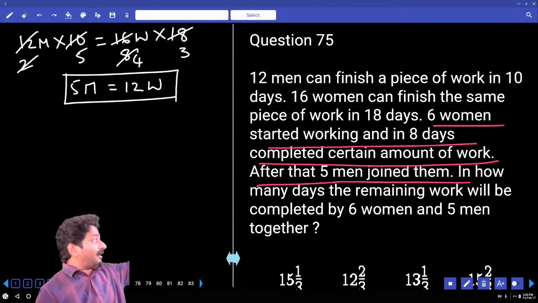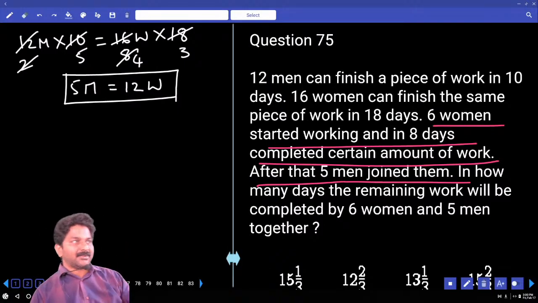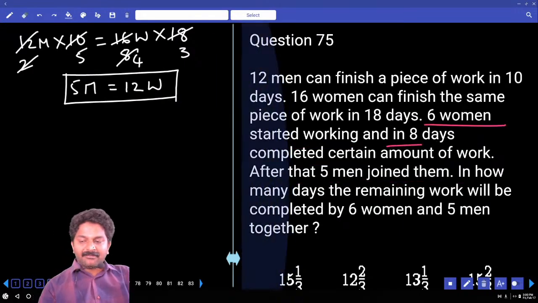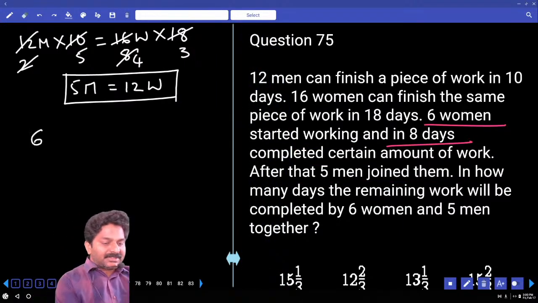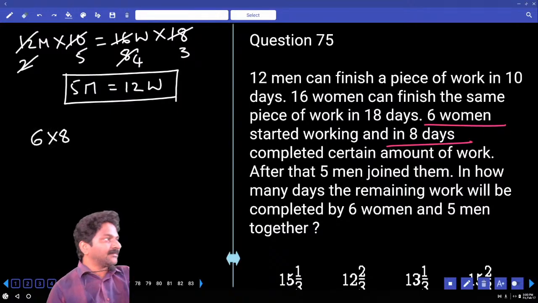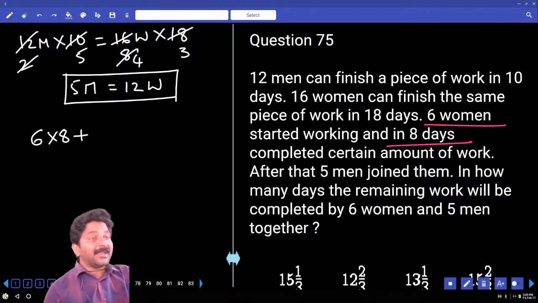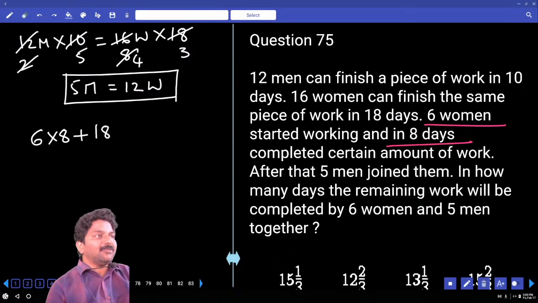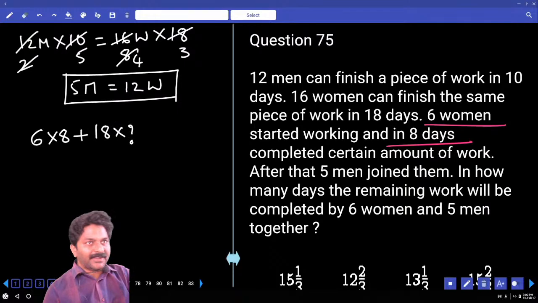Okay, we already know that 5 men is equal to 12 women, so we don't need to directly go for any conversion. 6 women worked for 8 days, 6 into 8 days. After that, 5 men joined. 5 men's efficiency is equal to 12 women. Already 6 women are there, plus 12 more women. That means 18 women are there now. These people will work for some number of days, that's what we have to calculate, then the total work can be completed.